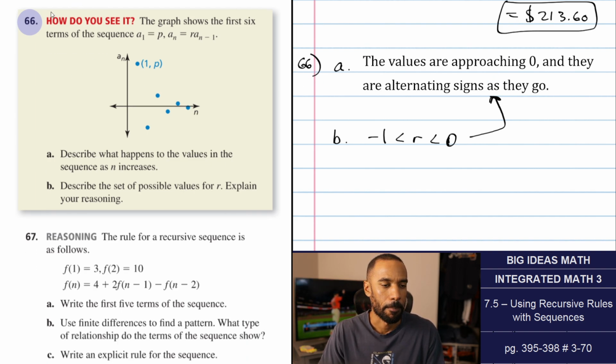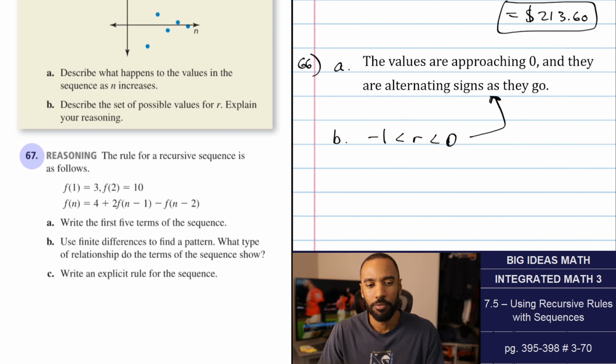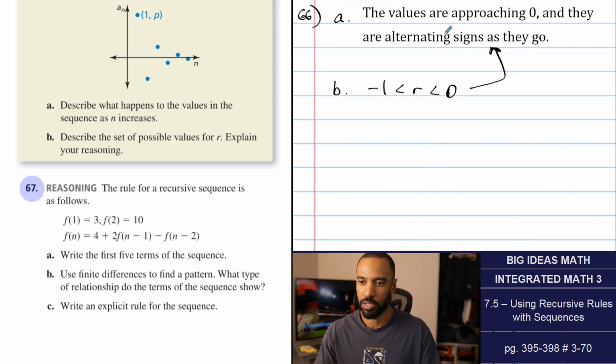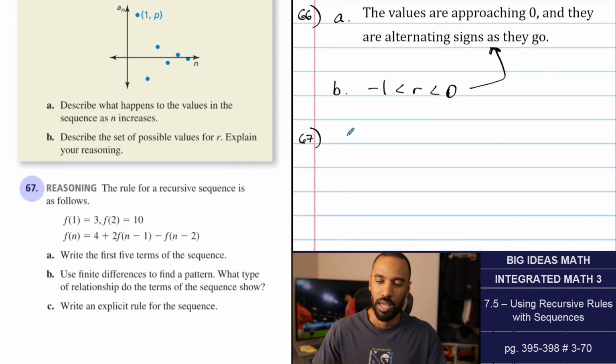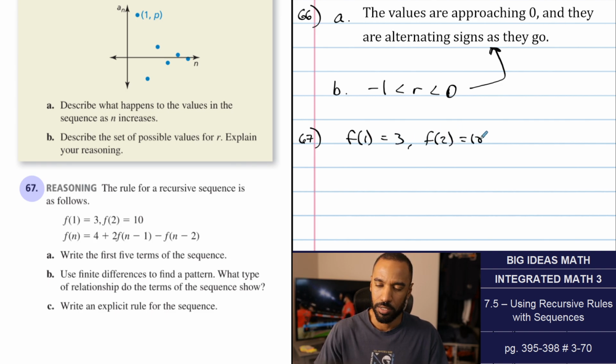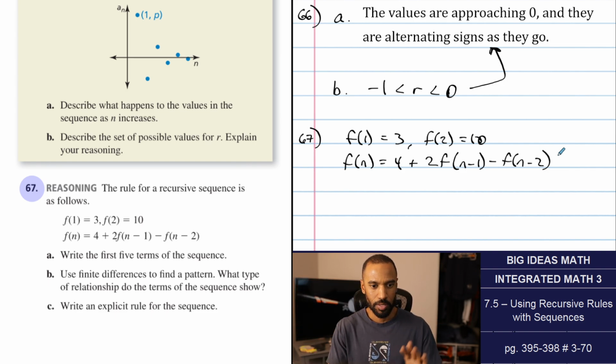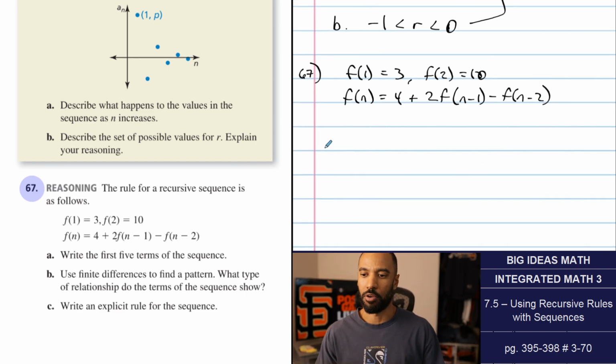Okay, number 67. The rule for a recursive sequence is as follows. F of 1 is 3. F of 2 is 10. F of n is 4 plus 2 times f of n minus 1 minus f of n minus 2. As long as I don't have to graph. Write the first 5 terms of the sequence. All right, we might have to write these ones out. So we have the first 2 terms. So that's cool. We only have to do it 3 more times.